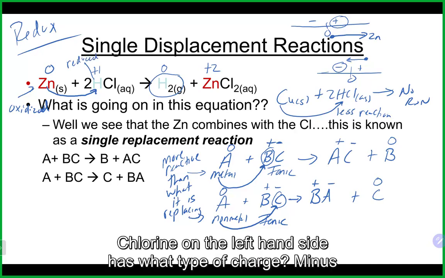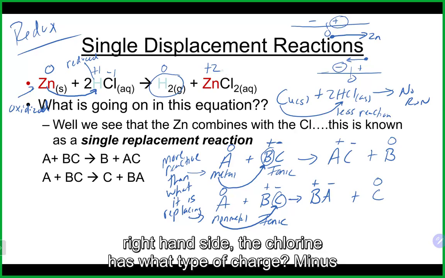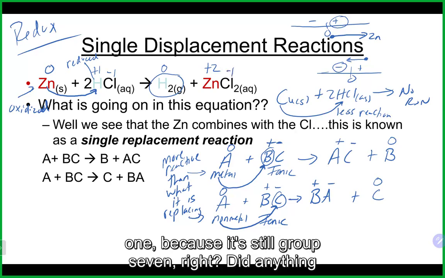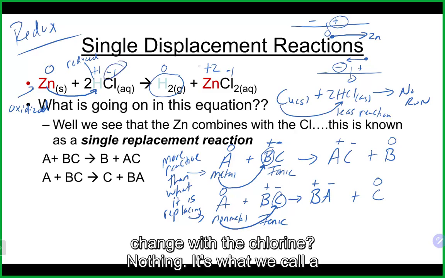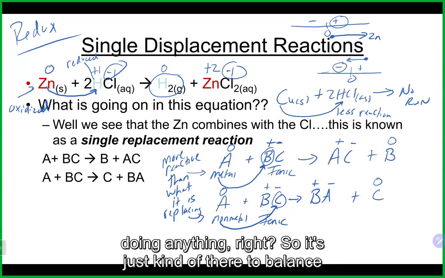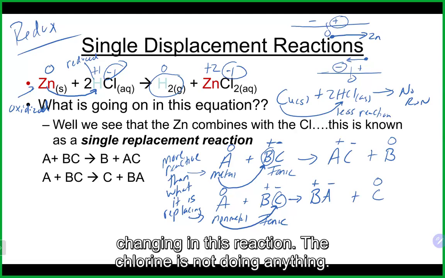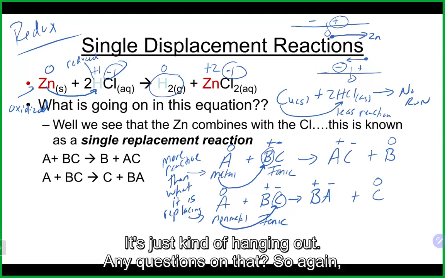What's happening with the chlorine? Chlorine on the left-hand side has what type of charge? Minus 1. It is group number 7 on the periodic table, right? On the right-hand side, the chlorine has what type of charge? Minus 1, because it's still group 7, right? Did anything change with the chlorine? Nothing. It's what we call a spectator ion. It's just hanging out, having a good swim, but not doing anything, right? So it's just kind of there to balance out the charge. So it's really the zinc and the hydrogen changing in this reaction. The chlorine is not doing anything. It's just kind of hanging out.